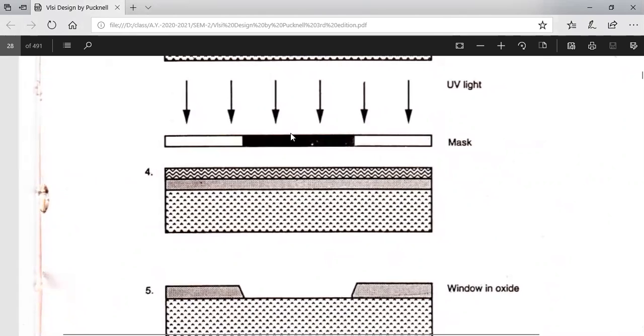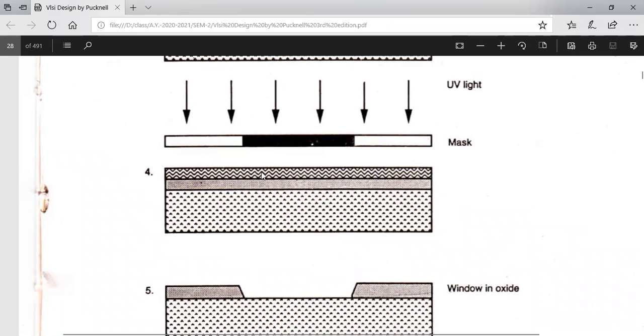This is the barrier for this UV light. That means the part under the black is not exposed to UV light. The part exposed to the UV light is hardened, and this part is not hardened.